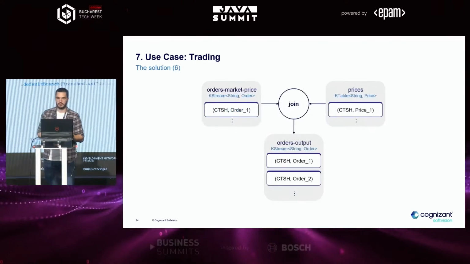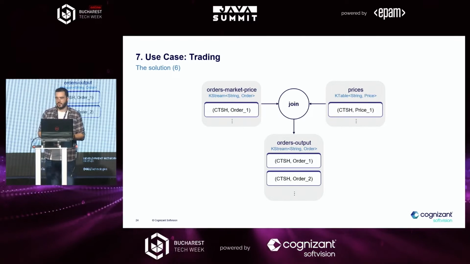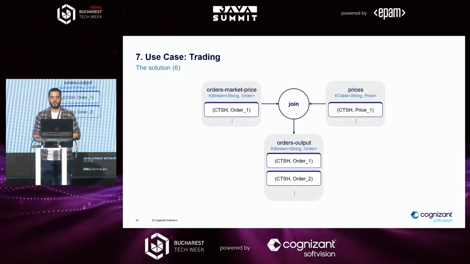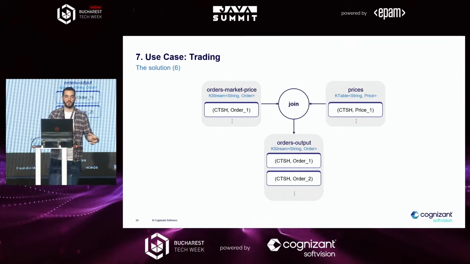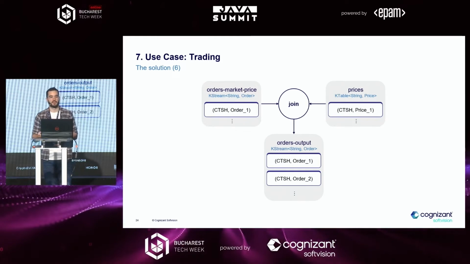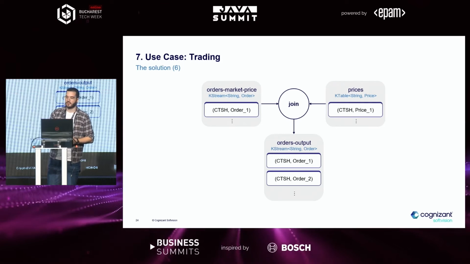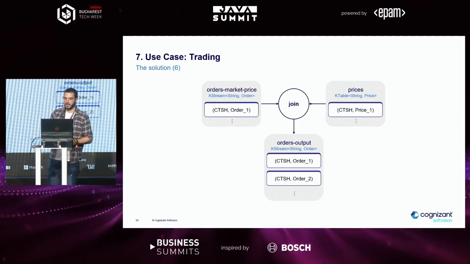Now we have two order streams that will be merged in the end. But first, we want to apply different transformations for each of them. For one of them, we want to join the orders at market price KStream with the KTable prices generated from the previous operation. This should result in a new orders output KStream.